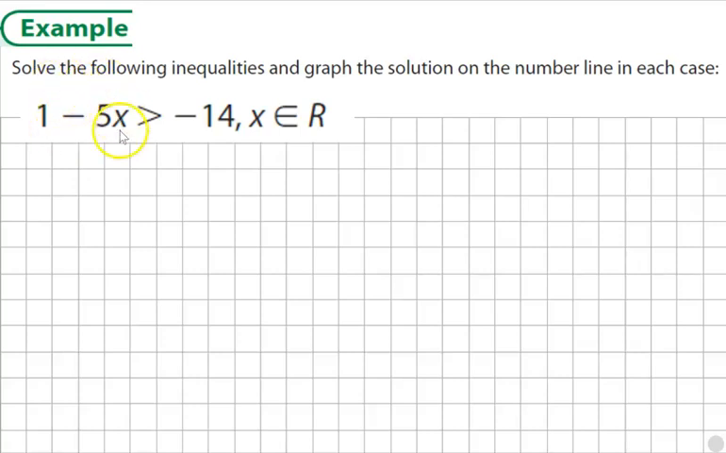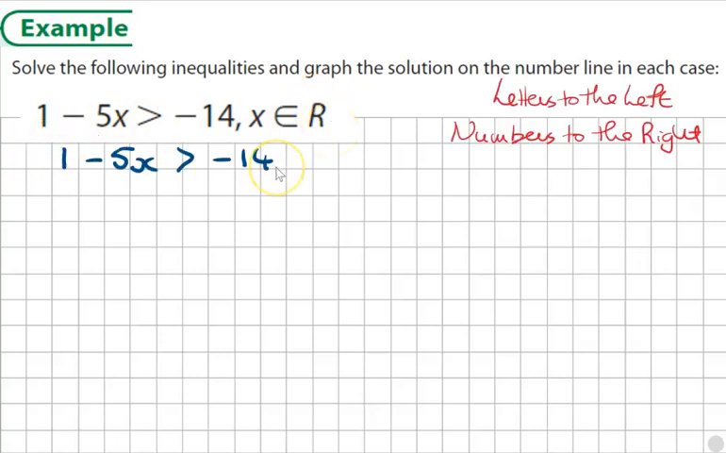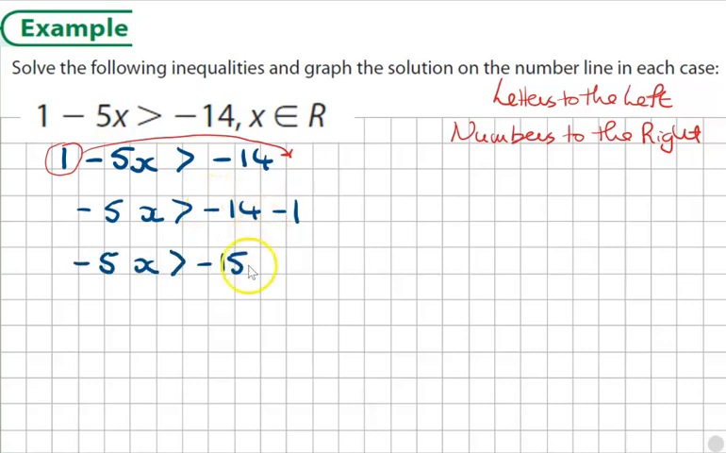Another example, 1 minus 5x is greater than minus 14, where x is an element of the real number set. So we draw out our inequality, we follow the rule, letters to the left, numbers to the right. The 1 comes over, becomes minus 1. And then minus 14 minus 1 is minus 15.